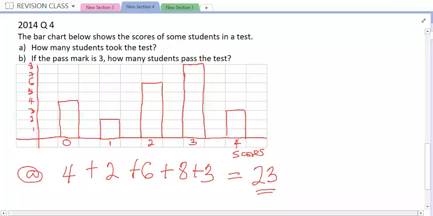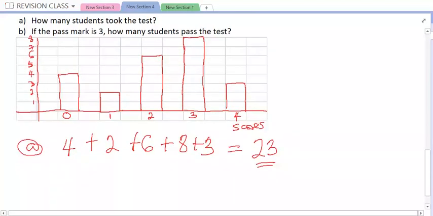The next question now says, if the pass mark is 3, how many students passed the test? Now, from the question here, you will see some students scored 0, some scored 1, some scored 2, some scored 3, and some scored 4. They now say the pass mark is 3. It means those that scored 3 and above pass the test, but those that scored below 3 will fail the test. But the question here has asked us how many pass the test. So that's the B part of the question.